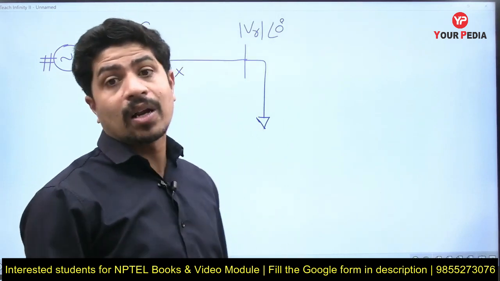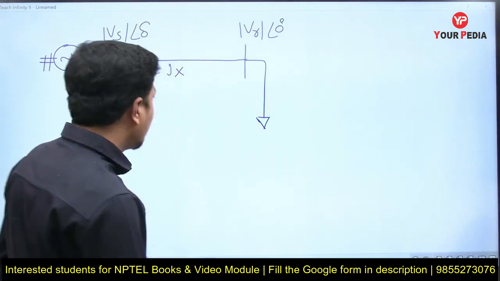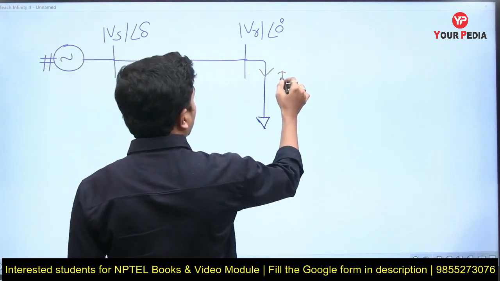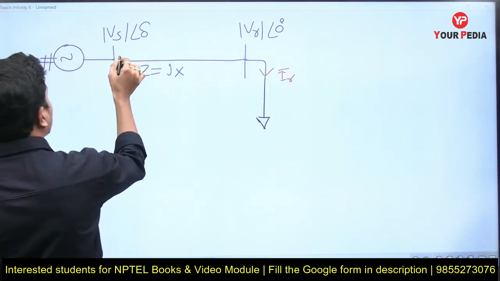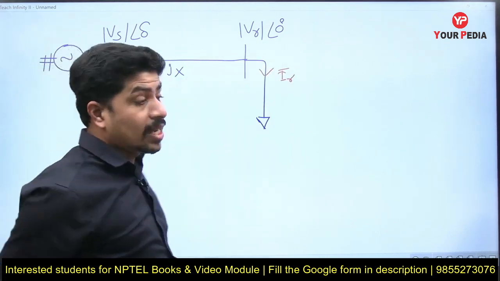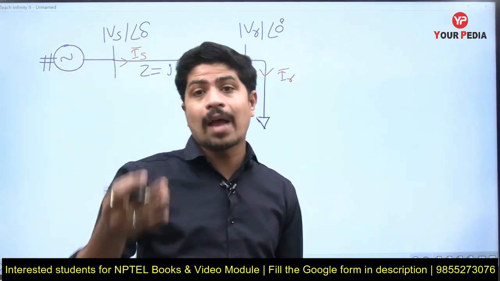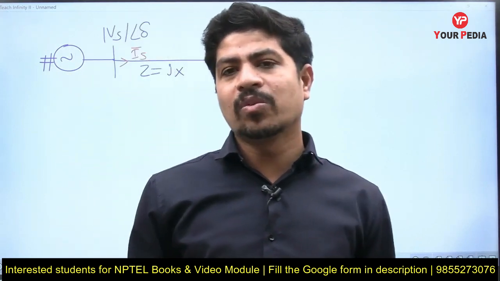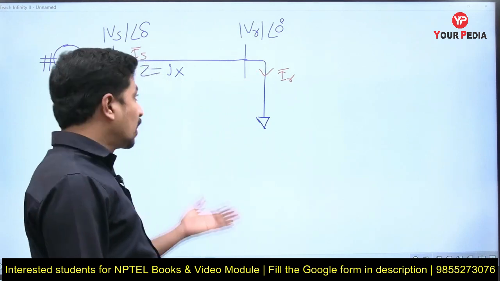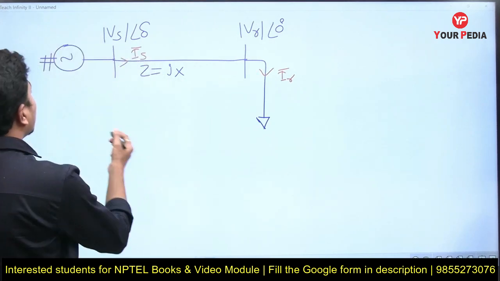Now let's find the formula for PS and PR. As there are no shunt elements, the receiving end current is IR and the sending end current is IS, and IS is equal to IR. If there is a shunt element or tapping somewhere, there is a possibility of current division, but all shunt elements are neglected here. Then sending end current and receiving end current are exactly equal.